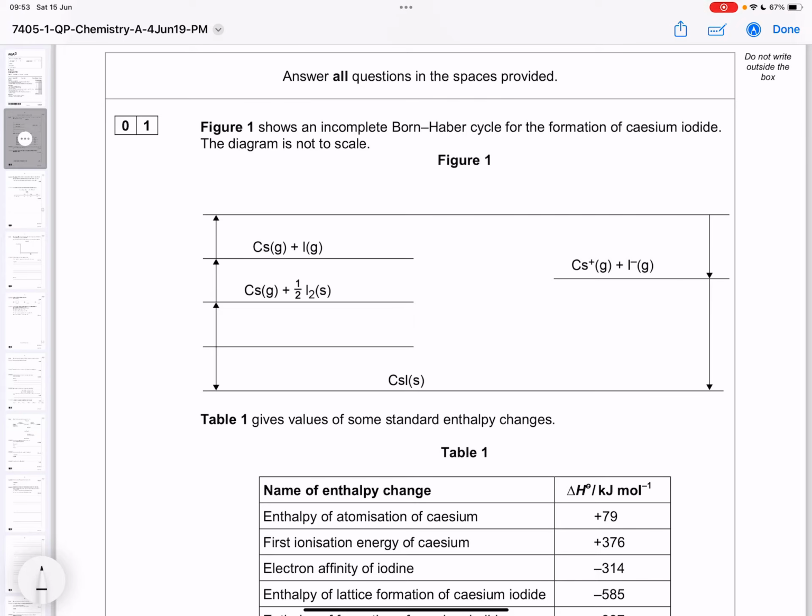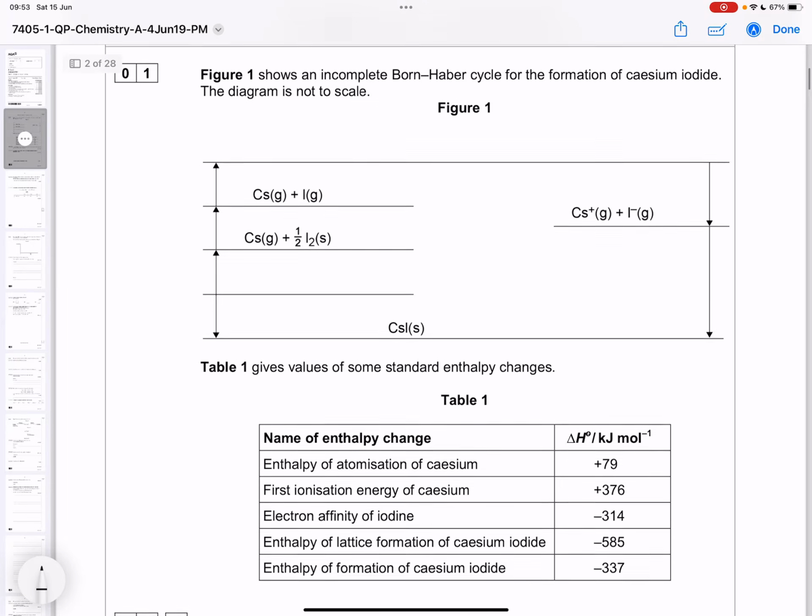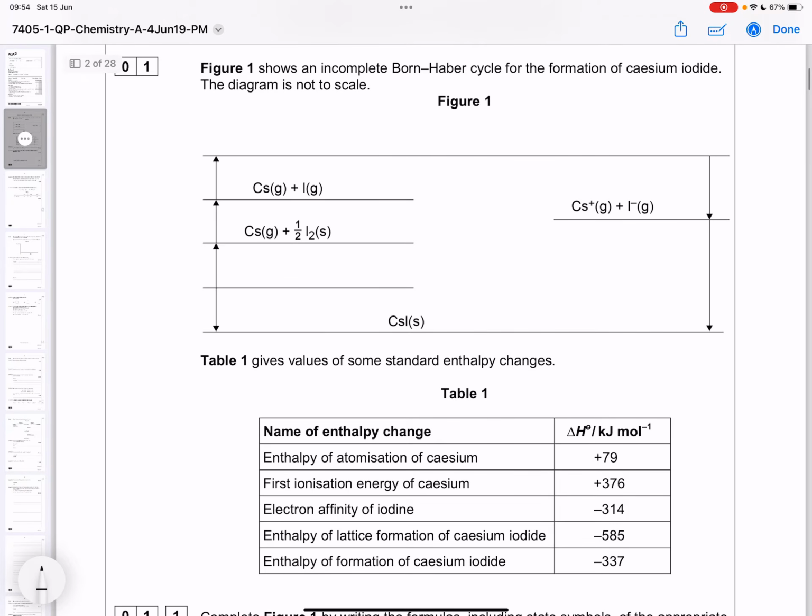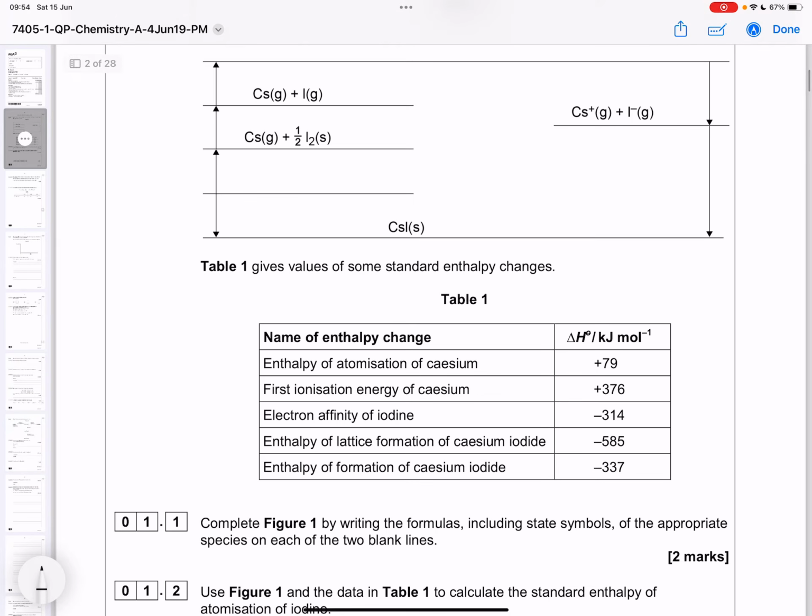Figure 1 shows an incomplete Born-Haber cycle for the formation of cesium iodide. The diagram is not to scale. Table 1 gives some values for standard enthalpy changes. Complete Figure 1 by writing the formulas including state symbols of the appropriate species on each of the 2 blank lines.